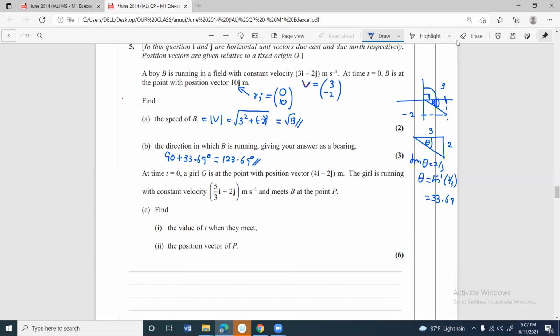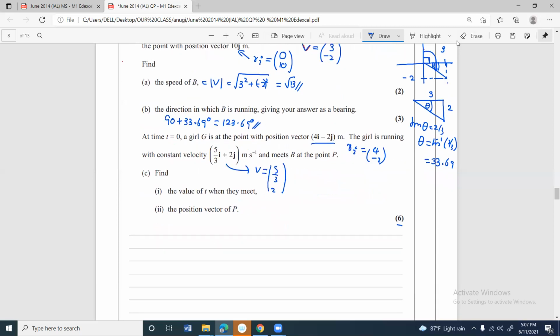Okay. At time t equals 0, girl G is at a point with this position vector. This is for a second person. Her r_i is 4, minus 2. The girl is running at a constant velocity of 5 over 3 and 2, the velocity vector for that. Find the value of t when they meet, the position vector of P. This is a 6-mark question. For the boy, I'll get the position at time t. This is the way of doing this question.